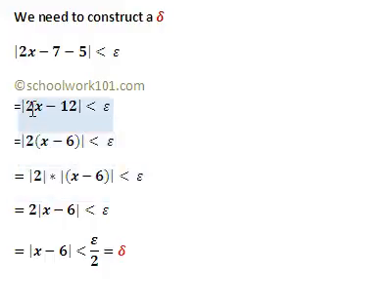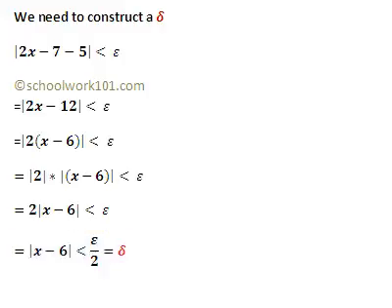Now I'm going to factor this 2 out. We have 2 times, in parentheses, x minus 6. Then by the properties of absolute values, we can break this up, and of course the absolute value of 2 is just 2. Then I multiply both sides by 1/2, 1/2 to this side and 1/2 to this side. That ends up giving us the absolute value of x minus 6 is less than epsilon over 2.